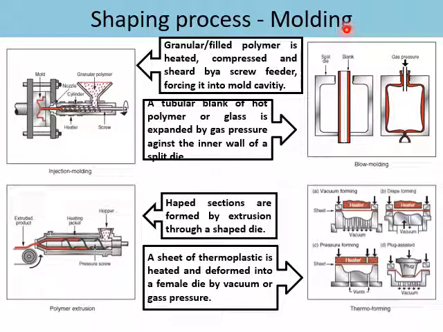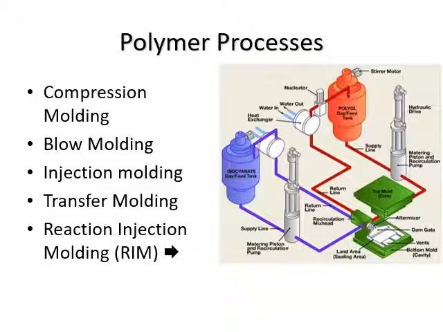In the thermoforming method for plastic sheet, the fundamental is similar to deep metal drawing and so on, except this method applies heat to the plastic panel and then it is shaped towards the die. These are the polymer shaping processes that use the molding method. You have compression molding, blow molding, injection molding, transfer molding, and also reaction injection molding. So this is the manufacturer setup for the polymer processing method.